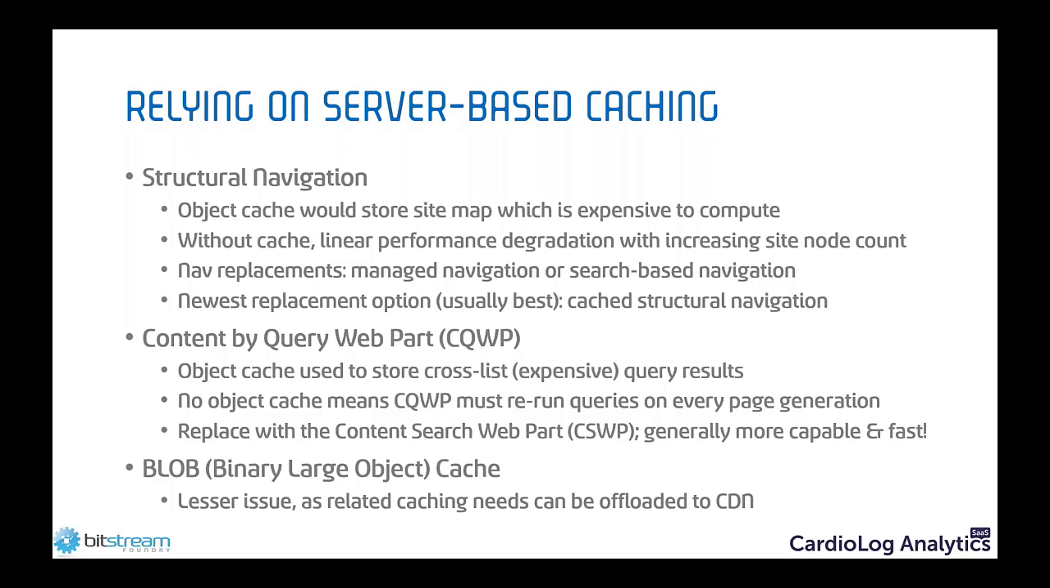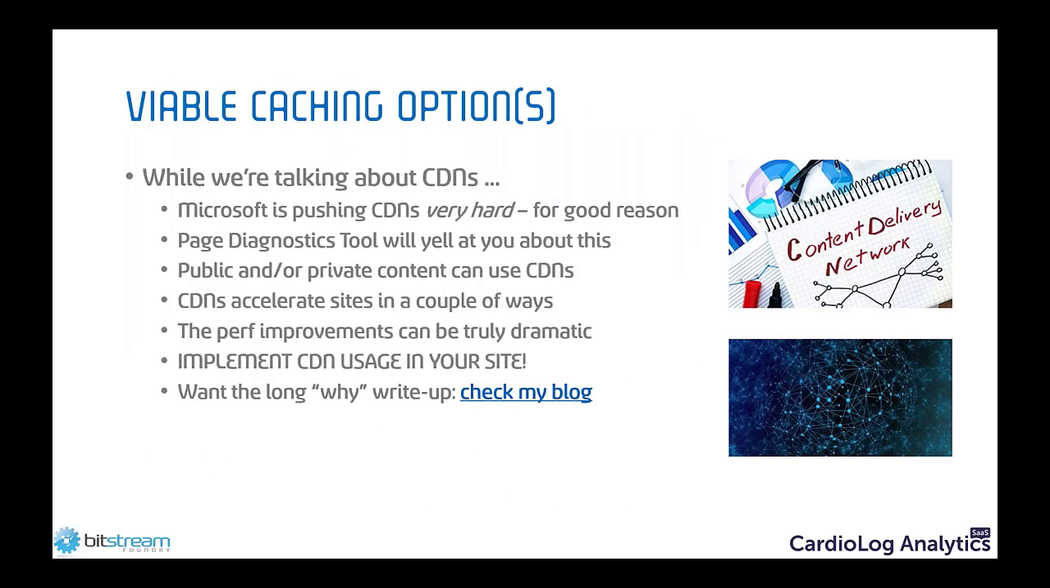Things like the binary large object cache, this is something that's enabled with publishing. Microsoft also says don't enable publishing in your SharePoint Online environments unless you absolutely need some aspect of it, because that HTTP module instantly costs you 100 to 200 milliseconds in processing. The lesser issue here, but in most cases, we can offload to a content delivery network. And while we're talking about that, Microsoft is pushing CDNs very hard, and the page diagnostics tool will yell at you if you do not use them.